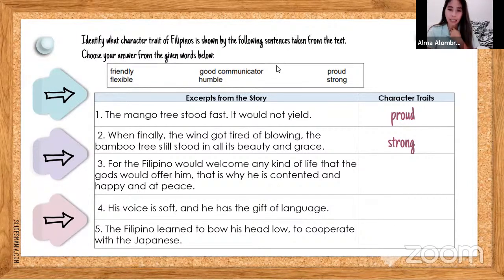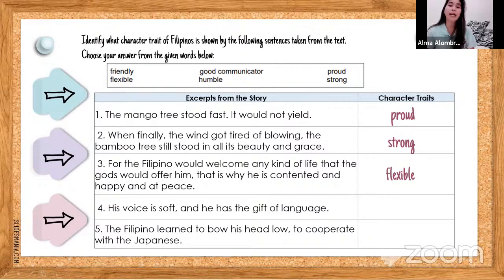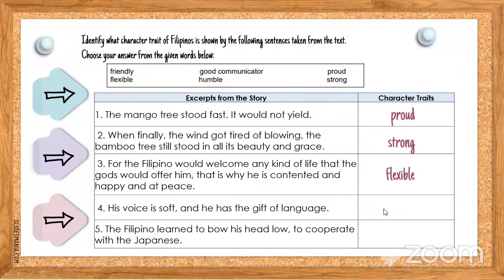Yes, Ligasto and De La Cruz got the correct answer. It is flexible. Why flexible? Because any kind of life that the gods would offer you, whatever it is, you are able to adjust, you're still contented, happy, and at peace. Okay, so the answer is flexible. Okay, number 4.